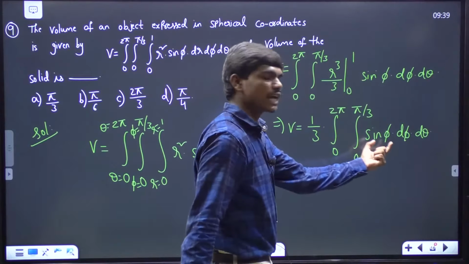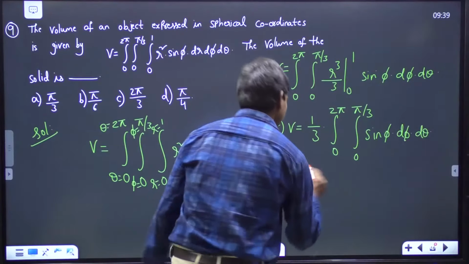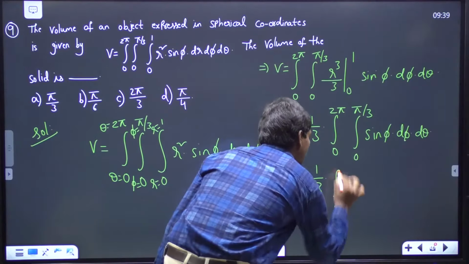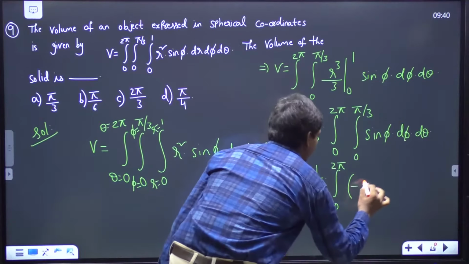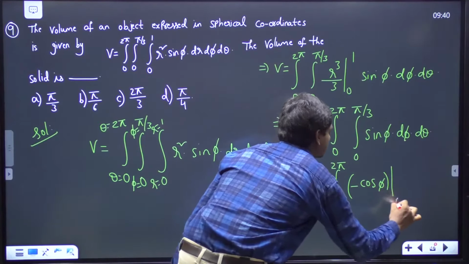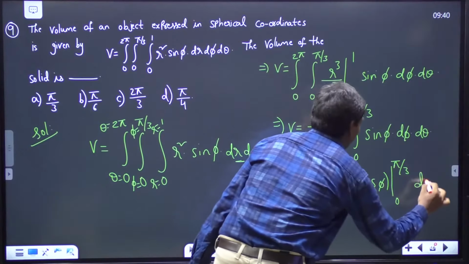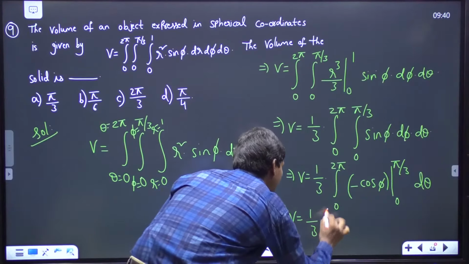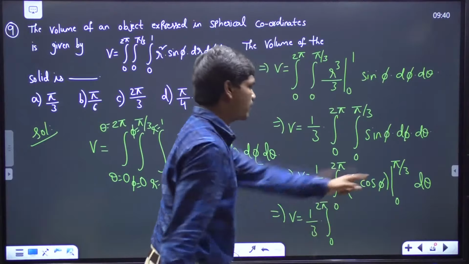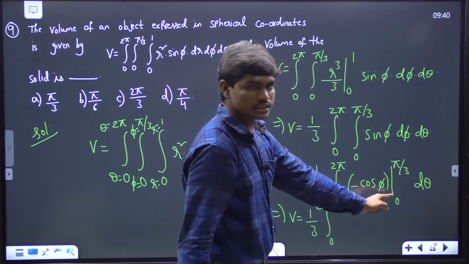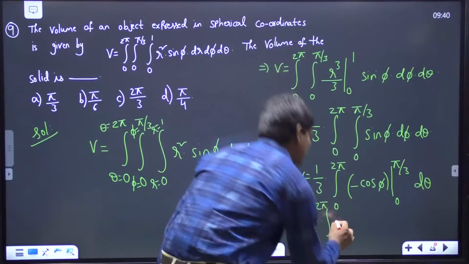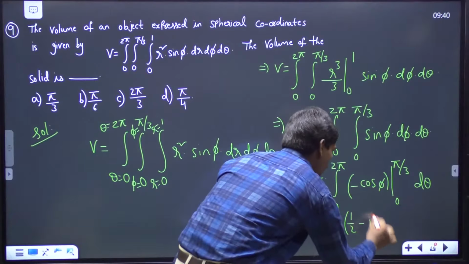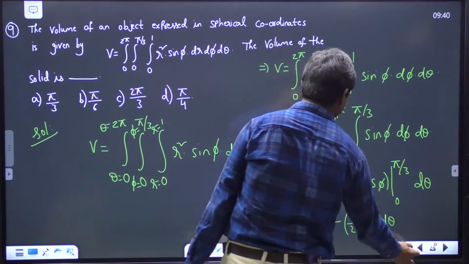Now integration of this sin phi is minus cos phi. Correct? So v is equal to 1 by 3 into integral 0 to 2 pi, now integration of this sin phi is minus cos phi within the limits 0 to pi by 3 d theta. Correct? This is what we have. So this implies v is equal to 1 by 3 into integral 0 to 2 pi. Now this pi by 3 is 60 degrees, so cos 60 is 1 by 2. So minus of 1 by 2 minus cos 0, which is 1, d theta.